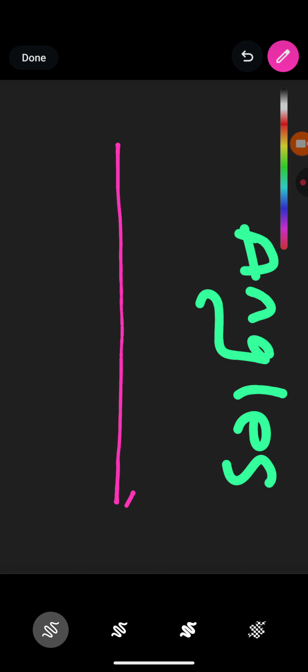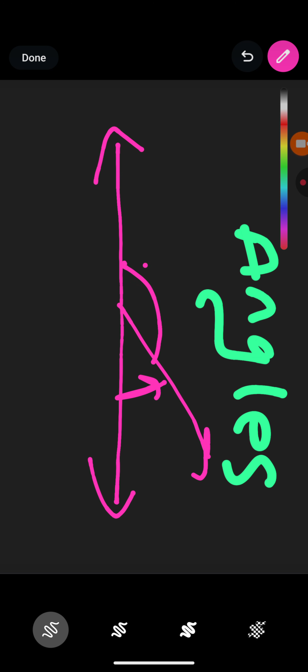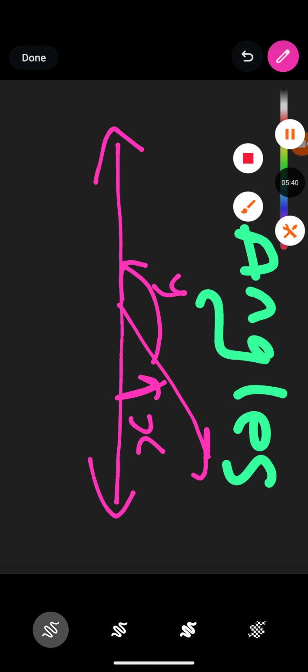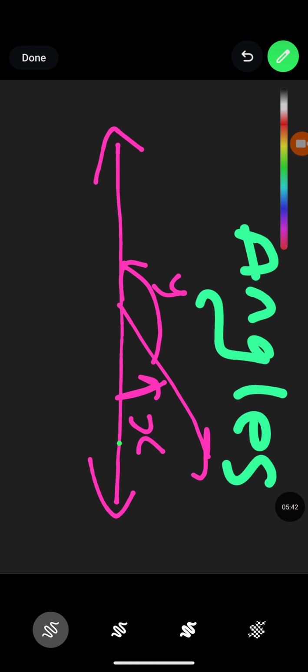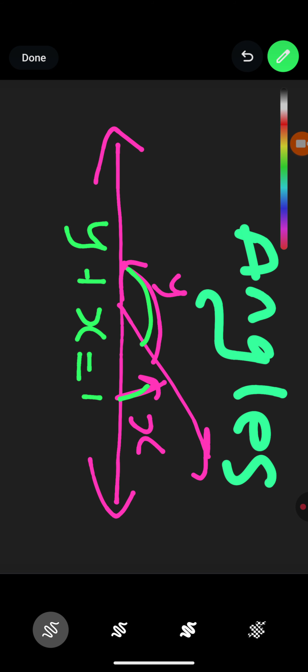So angles on a straight line, let's say this is a straight line, then we say there's this angle here and this angle here. Okay, we call this x, we call this y. Okay, since we know that the total angle on a straight line is 180, when you do this, it's 180. So meaning this plus this should give you 180. Therefore we say y plus x should give you 180 degrees. This property is called angles on a straight line.